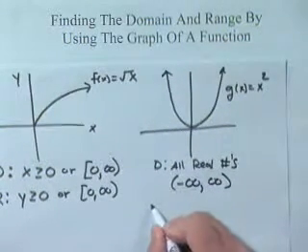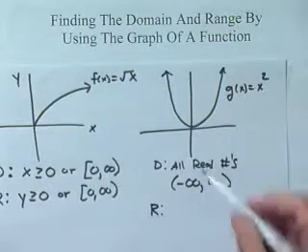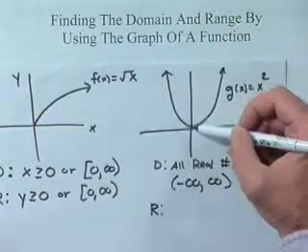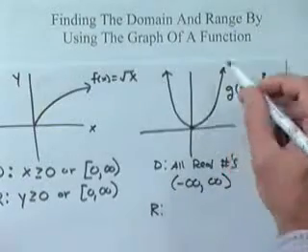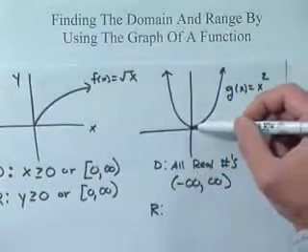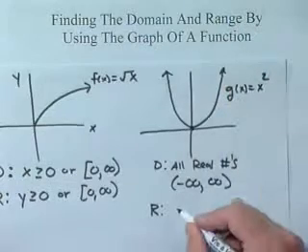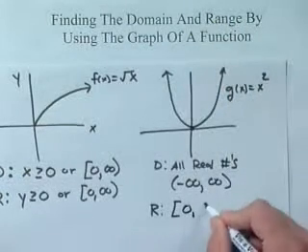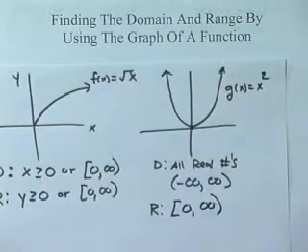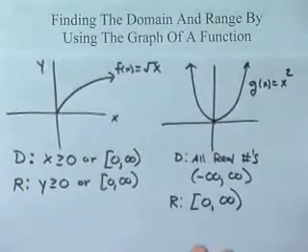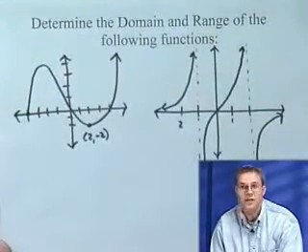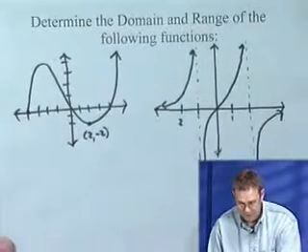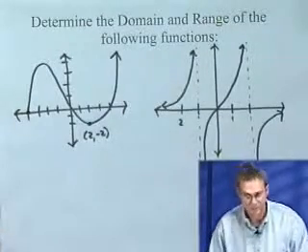Now the range, let's take a look at that. The range is the set of y values. Notice the lowest y value is right here at 0, and this arrow means it's going to go on forever. So the range will be 0 to infinity. Okay. Let's do a couple more examples. Determine the domain and range of the following functions. Okay. Let's look at this one first.